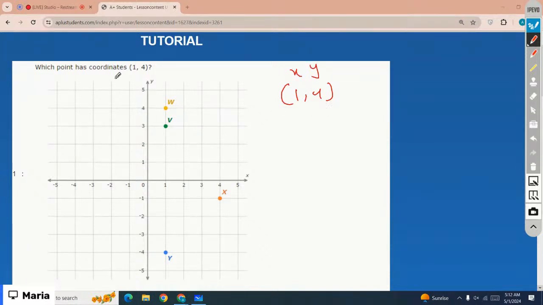Both the values are positive, so you must look in the first quadrant. Here is x, and here is y. You can match x is 1 and y is 4. So that means W has the coordinates 1 and 4. Got it? The correct option is W.